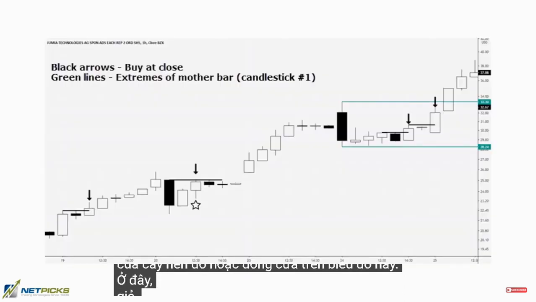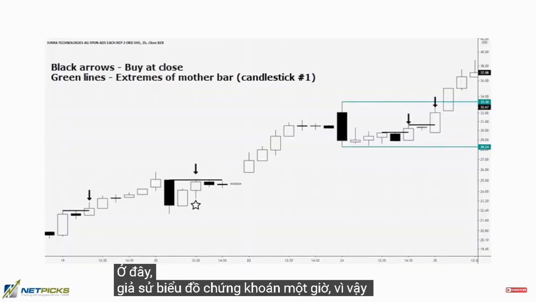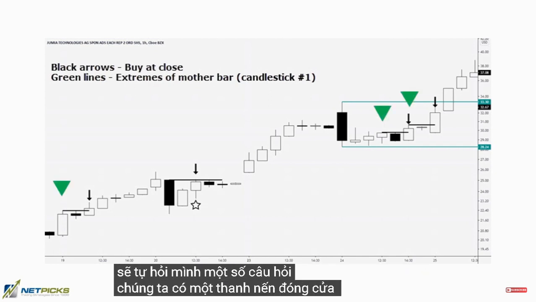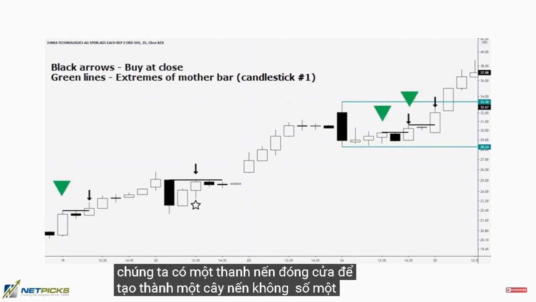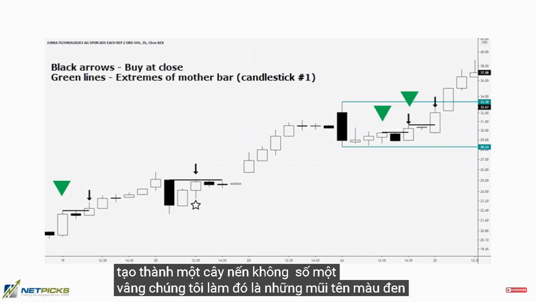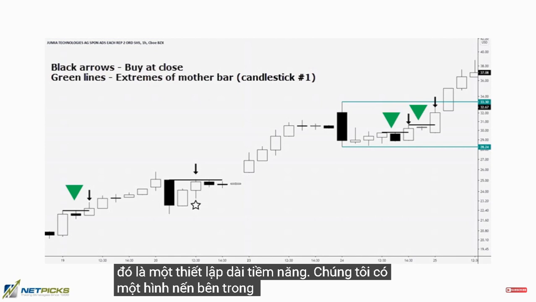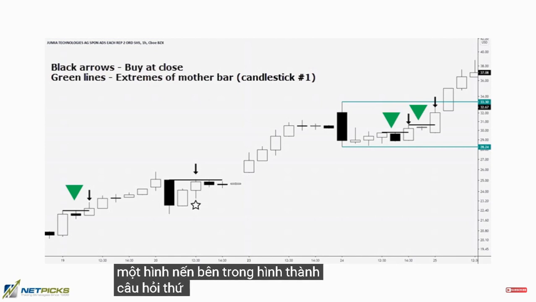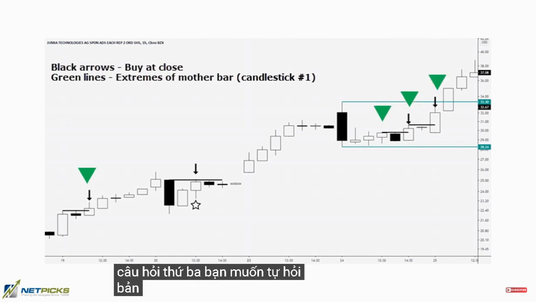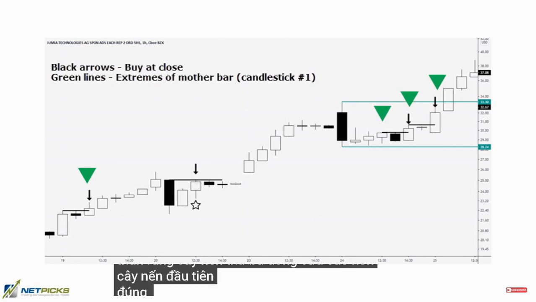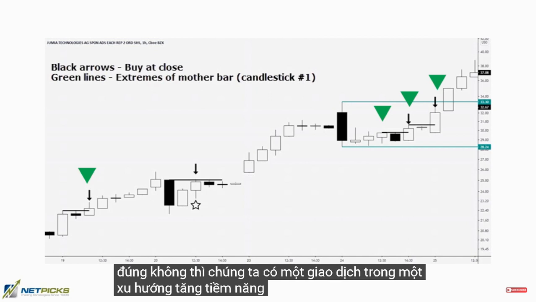On this chart here, this is a 1-hour stock chart. So we're going to ask ourselves some questions. Do we have a candlestick closing up to make a candle number 1? Yes, we do. Those are the black arrows. It's a potential long setup. Do we have an inside candlestick forming? Yes. Third question you want to ask yourself: does that third candle close higher than the first candle? Yes. Well, then we have a trade in a potential uptrend.